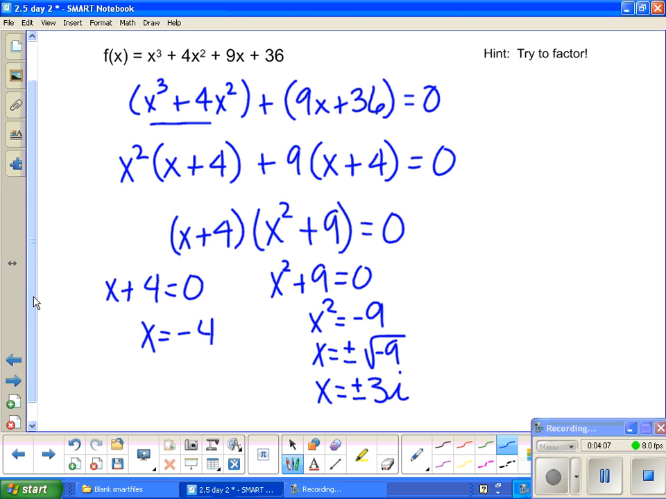So how many zeros do we have? We have 3 zeros, degree 3. The zeros, I have one real and 2 imaginary.